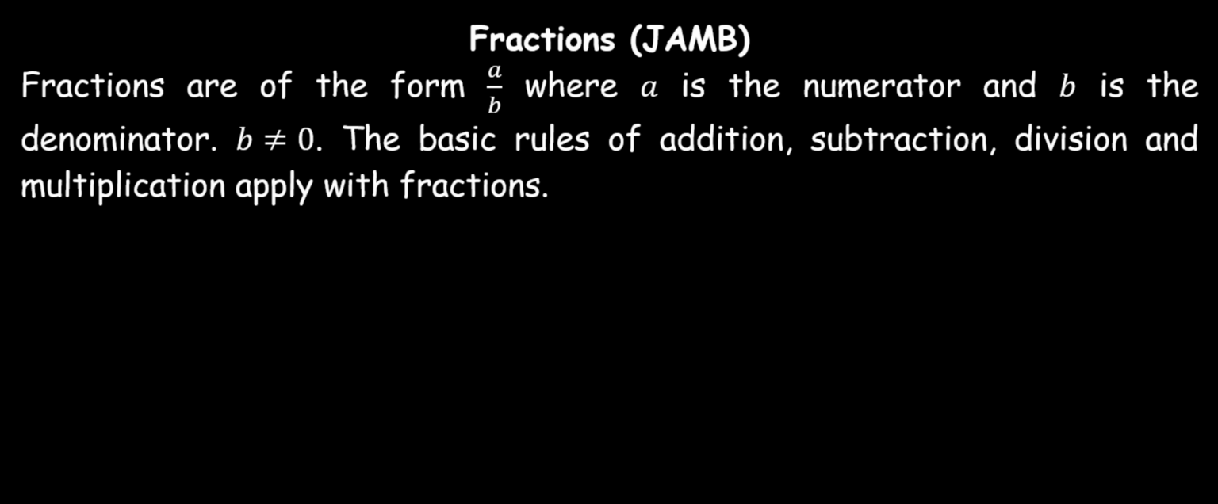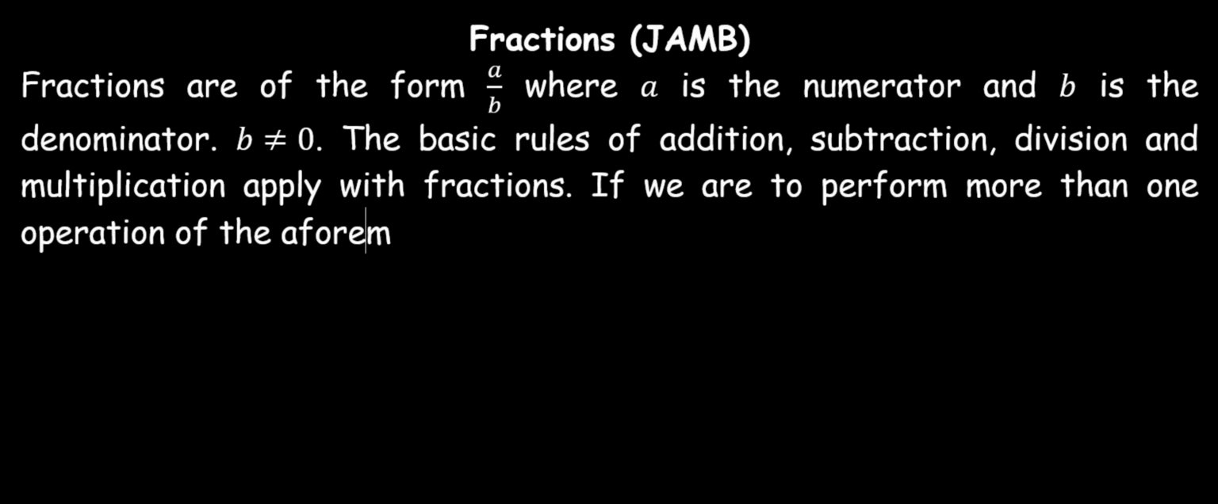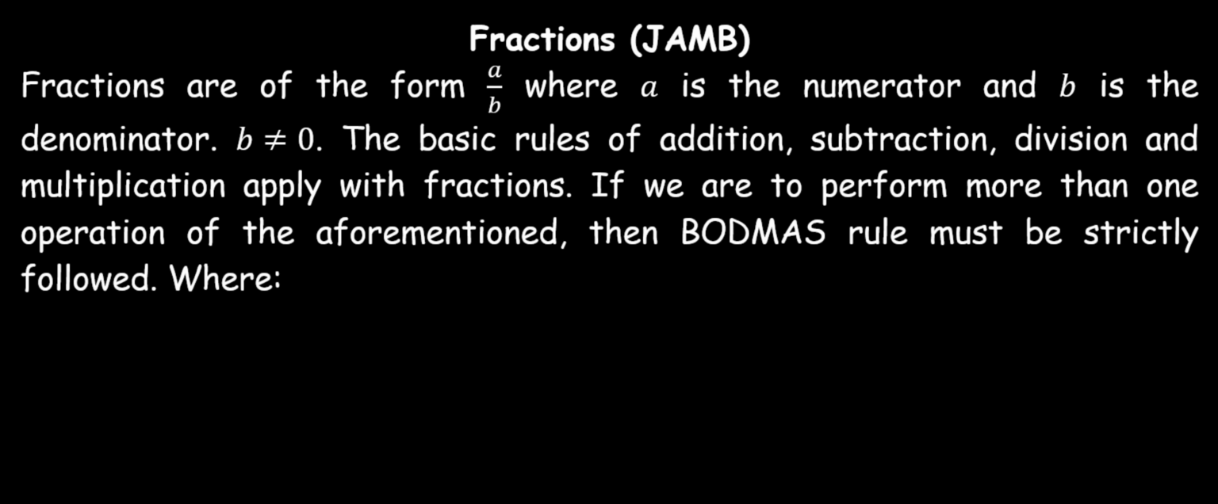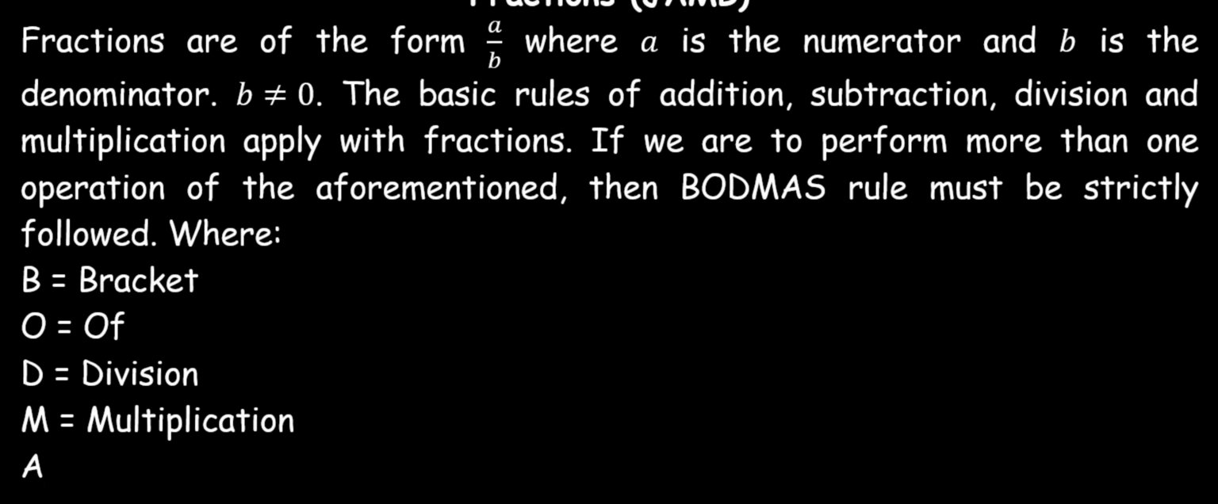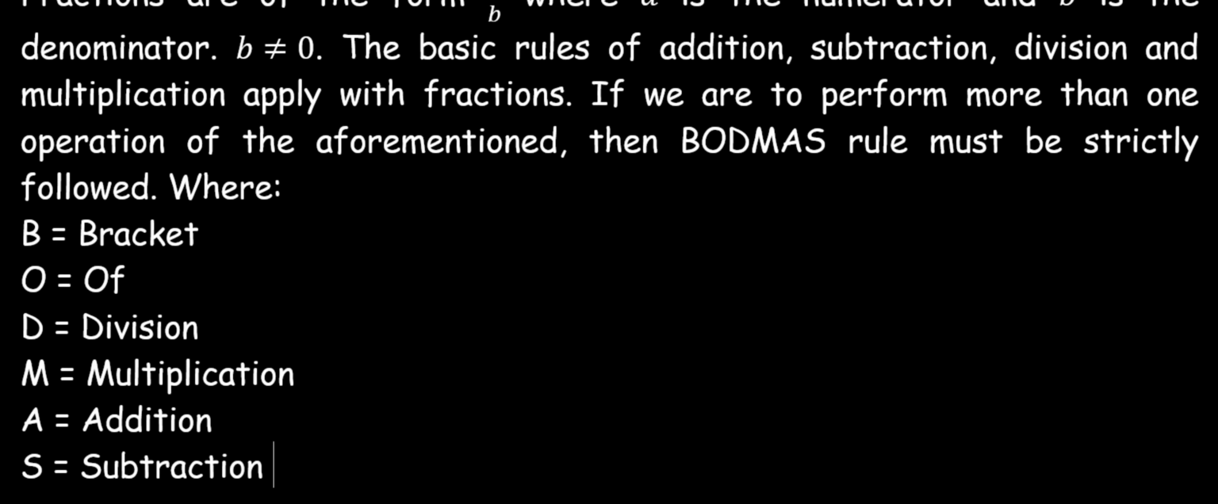If we are to perform more than one operation, then BODMAS rule must be strictly followed, where B is for bracket, O is for of, D is for division, M is for multiplication, A is for addition, and lastly, S is for subtraction. Let's take some examples and see how we apply them.